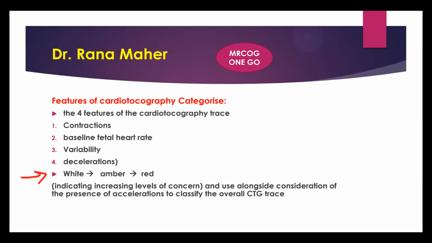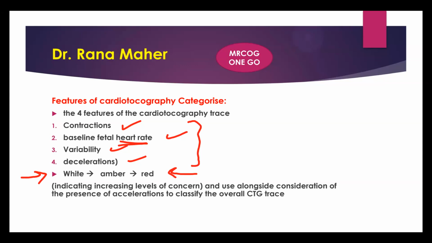So we need to comment on the contractions. It's white or amber. The baseline heart rate, it's white, amber, or red. Variability, white, amber, or red. Decelerations, white, amber, or red. And then we will calculate how many white, how many amber, how many red, then give the categorization of the CTG. Okay? And from my point of view, they changed to white, amber, and red because here in the UK, it's easy to deal with the colors instead of reassuring, non-reassuring, abnormal.